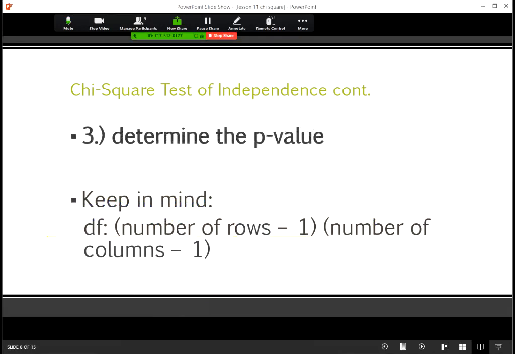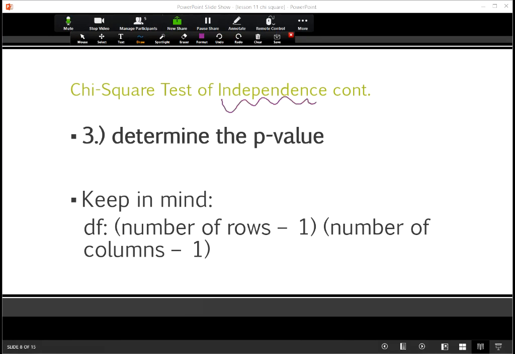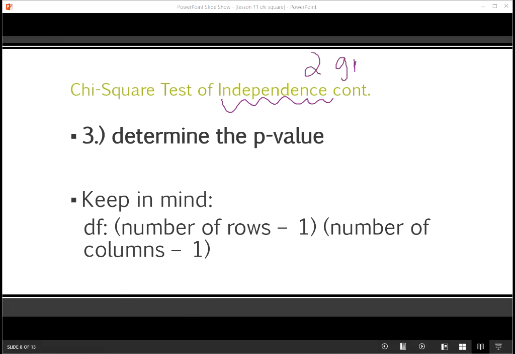Thirdly, we can determine our p-value based upon what we got. Also remember that we talk about our degrees of freedom. We've talked about that before as n minus 1, but for chi-square tests, we're seeing if two variables are independent or not, so you do have to have two groups. When finding the degrees of freedom, you do the number of rows minus 1 times the number of columns minus 1. So it's a little bit different there. We're not using the sample size in this case, but this is the degrees of freedom we use to help determine our p-value.